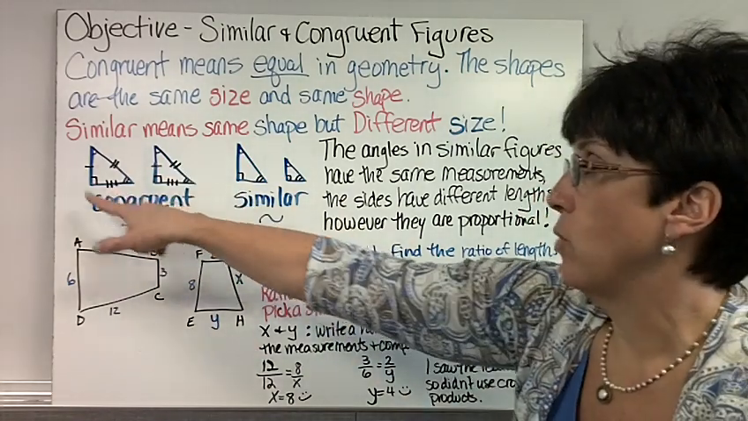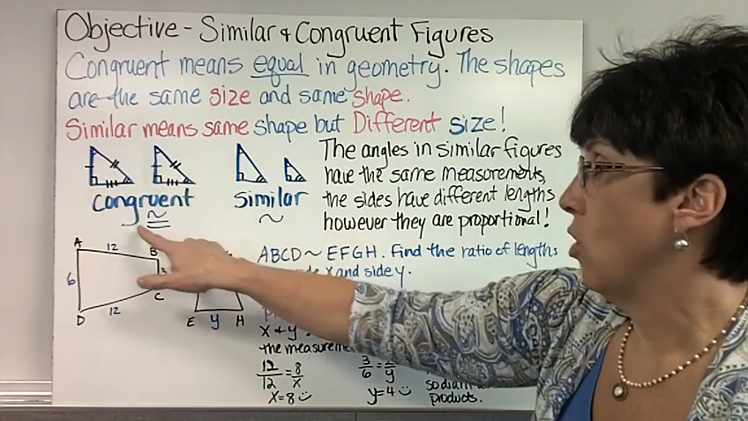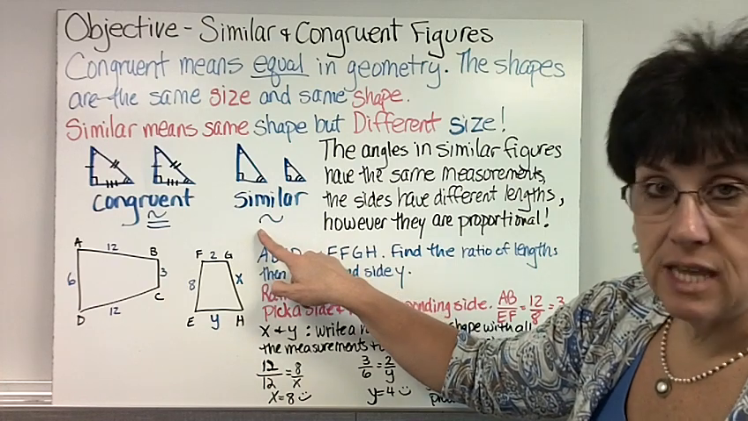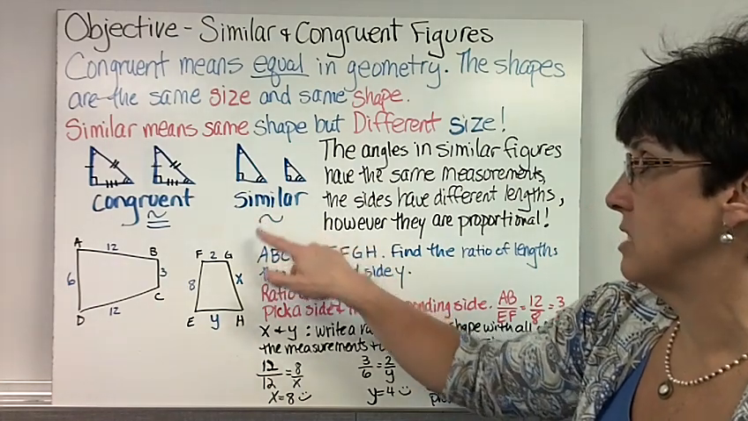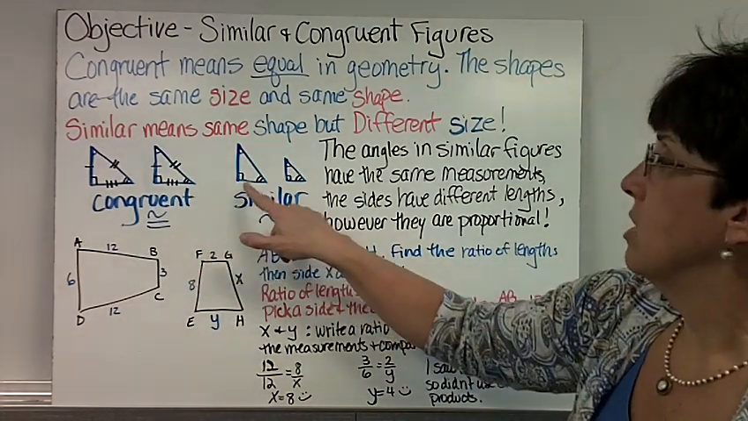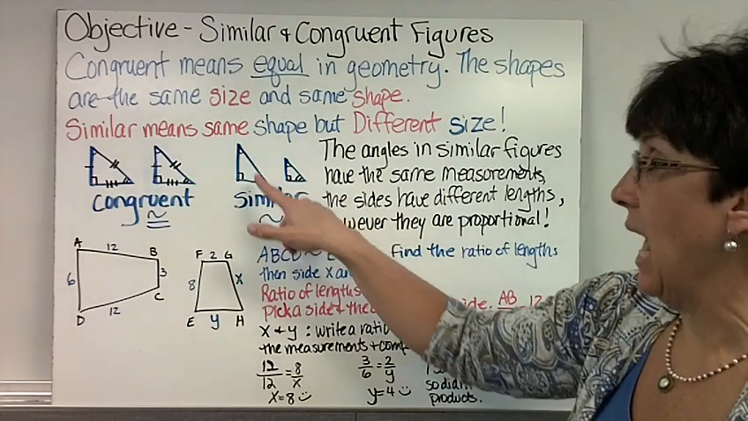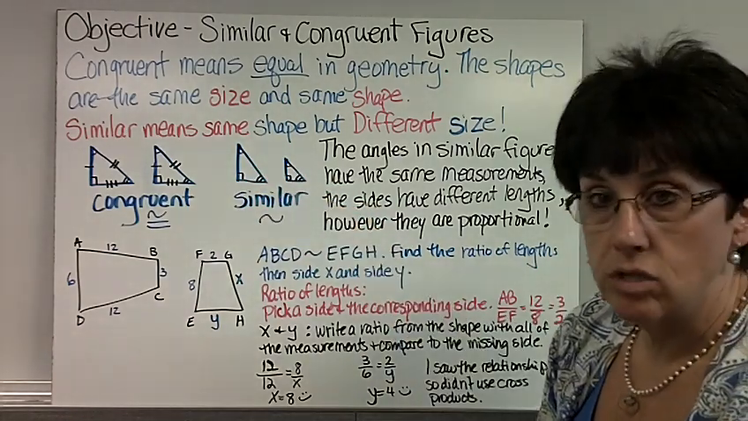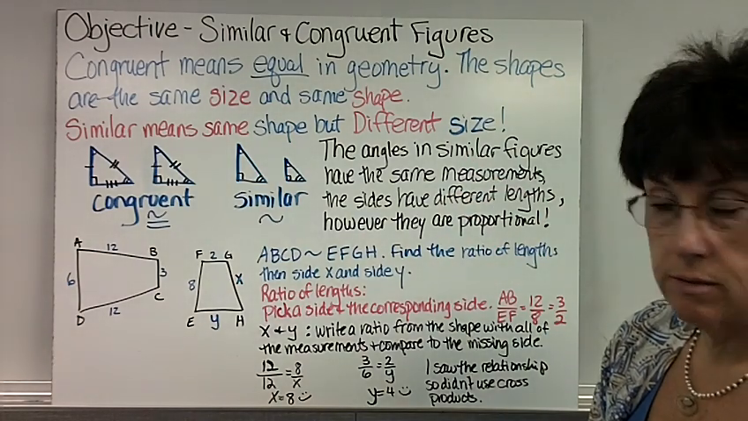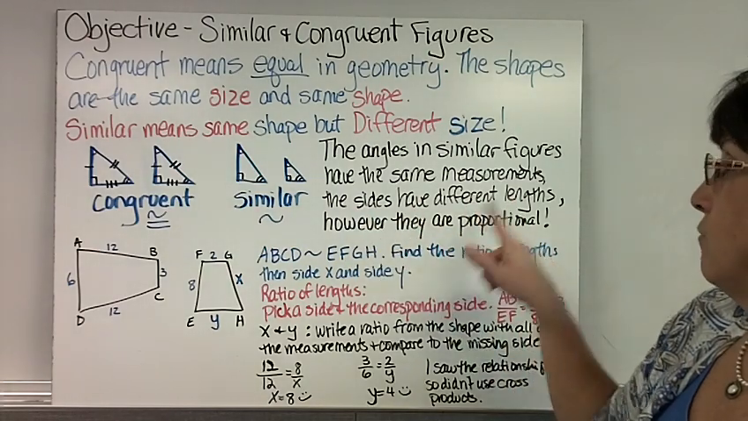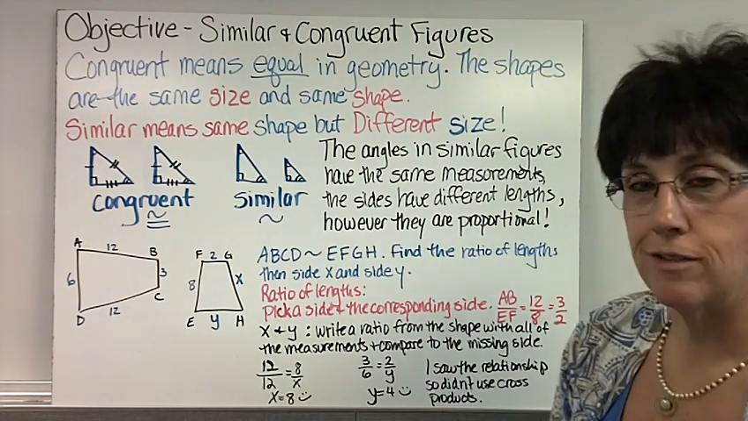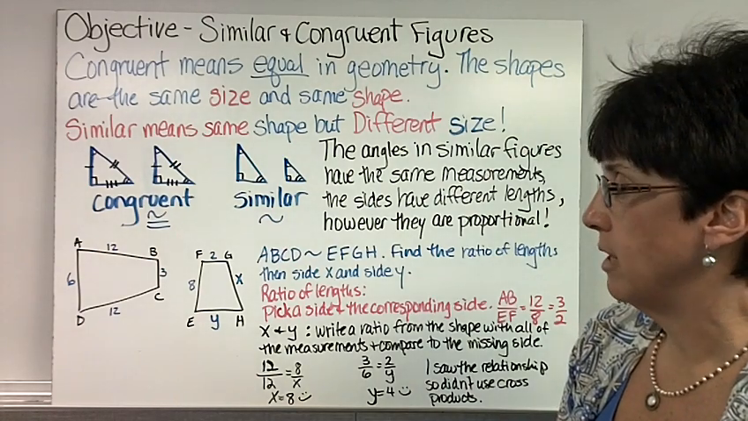So I could either write all these symbols on it to show that they're congruent, or I could write the equal sign with a curvy line on top. Similar is the same shape but different sizes, and the symbol for similar is just the curvy line, okay? So this is equals, that's why it has the equal sign. So these are the same shape, and the angles are the same, but the sides are different. So I wrote the angles in similar figures have the same measurements. The sides have different lengths, however, they are proportional, and we're going to do some work to show that.